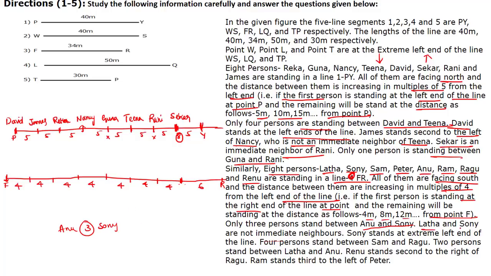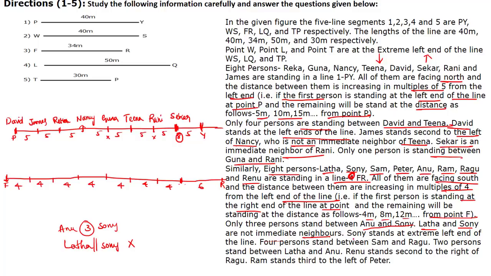The next one is Lata and Soni are not immediate neighbors. First of all, we don't know where Soni is, but it is said that Lata and Soni are not immediate neighbors to each other. Okay, but we don't know where Lata or Soni is. That is why we have to keep this on hold.